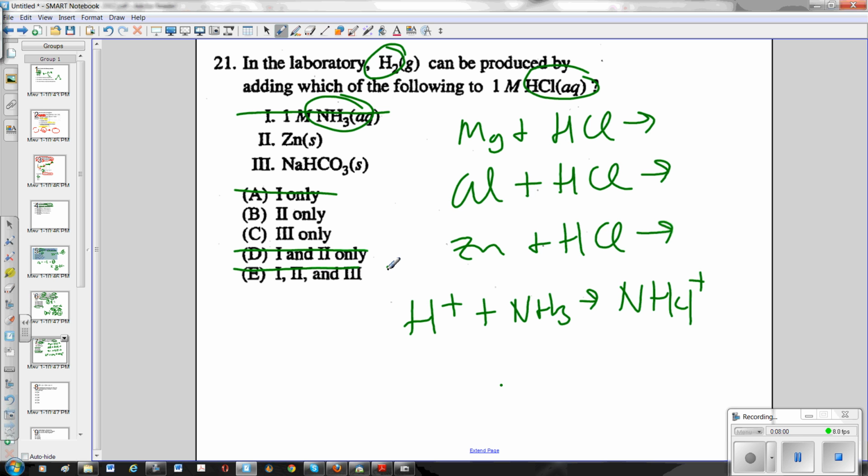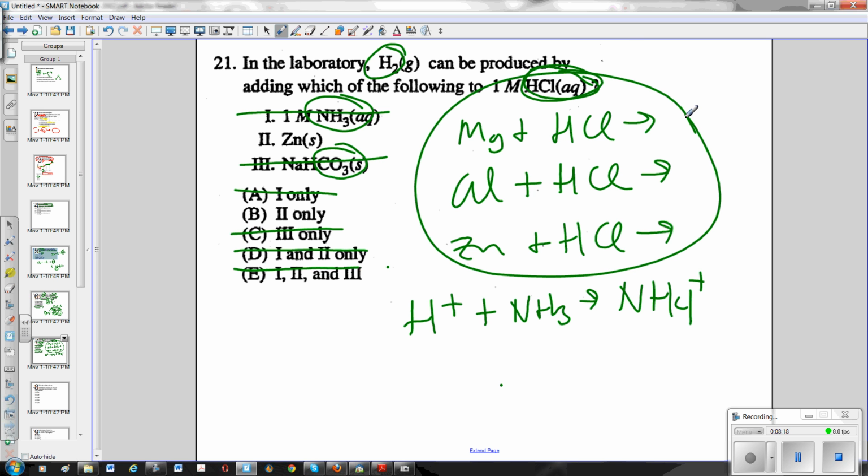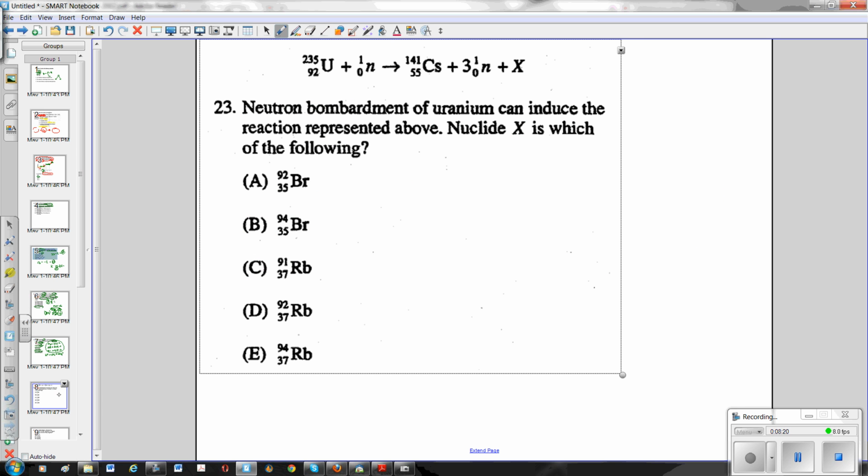The other thing you should know for this question, you need to write down, is whenever you react HCl with something that has a carbonate in there, the gas that is produced is CO2. So that means Roman numeral 3 cannot be your correct answer, which B is, because in a laboratory setting, those are typically the three ways you generate hydrogen gas.